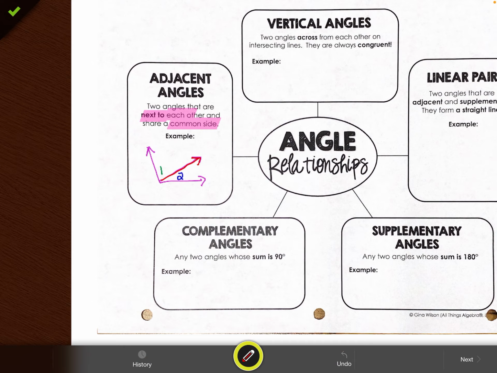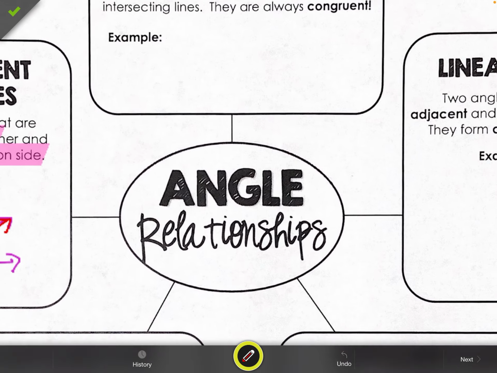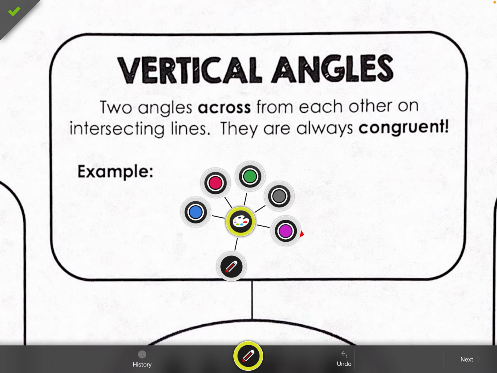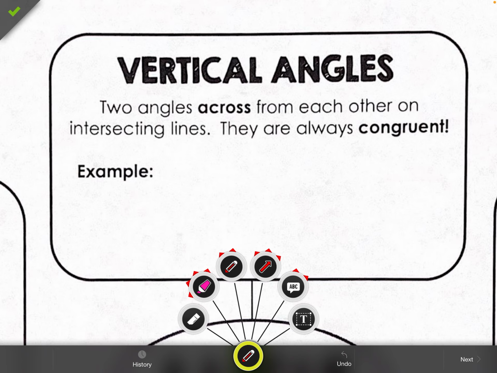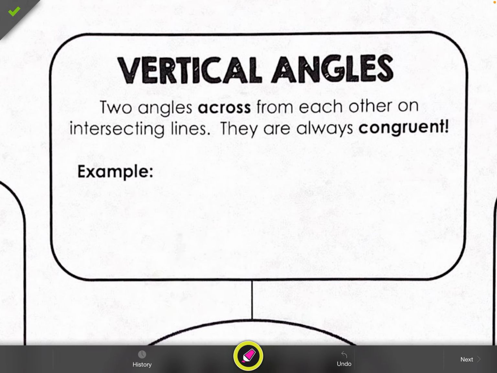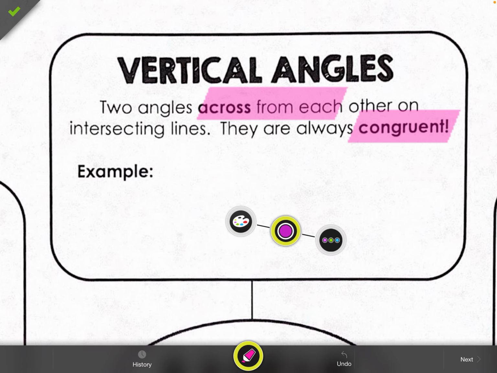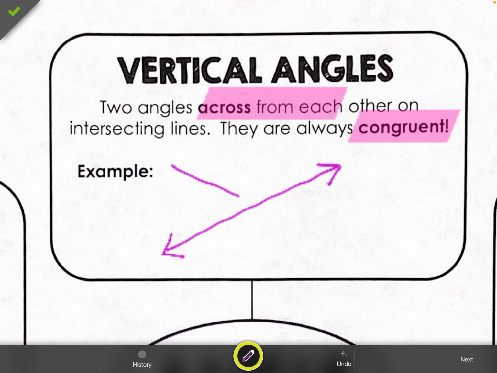The next type of angles we're going to look at are vertical angles. Vertical angles are 2 angles that are across from each other. Okay, so they're across from each other on intersecting lines. The other important fact is they're always congruent. And remember, congruent means has the same measure. And so what you would be looking for here is you're going to have 2 lines. There's 1 line, there's 2 lines. They're going to intersect.